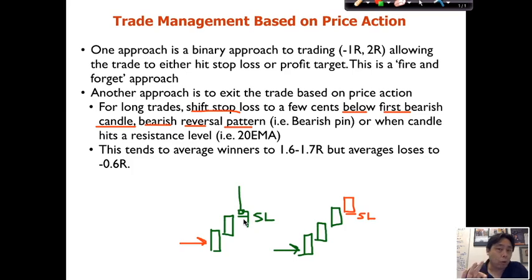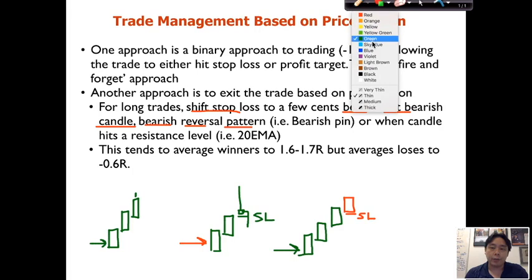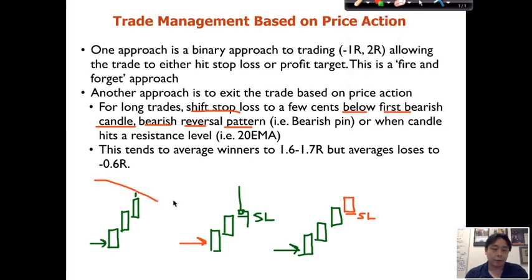Or you can also shift your stop loss a few cents below the candle that hits the first level of resistance, which would be the moving average, the 20 EMA or the 50 moving average. So again, you're in the trade and you're going up. And what happens is you hit one of the moving averages, for example, you hit the 20 EMA. Okay, and you saw that the 20 EMA has been a previous level of resistance. So if you do that again, you could shift your stop loss a few cents below that candle. So as the price is going up, you're shifting your stop loss. So if the price reverses down, hits the stop loss, you're out of the trade.